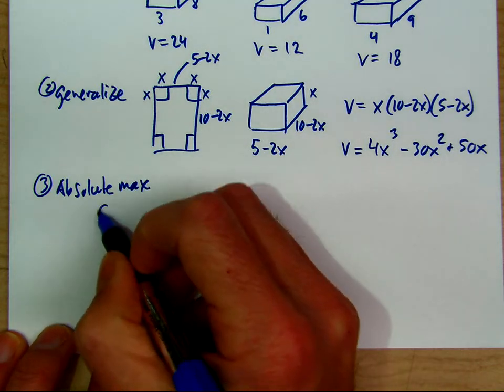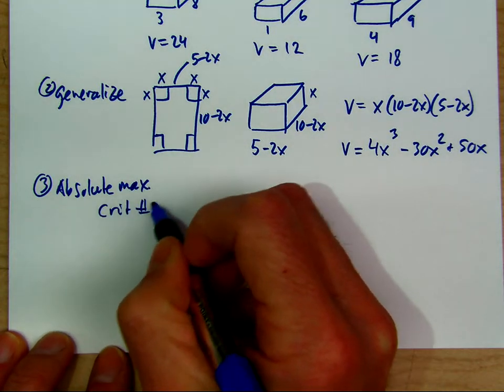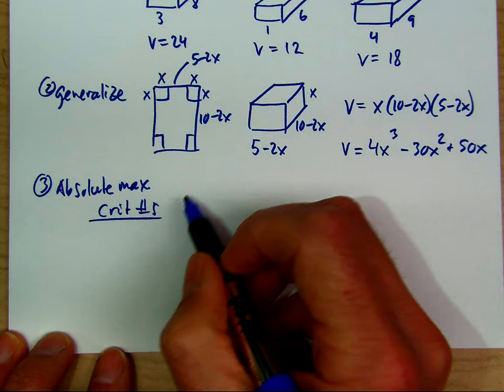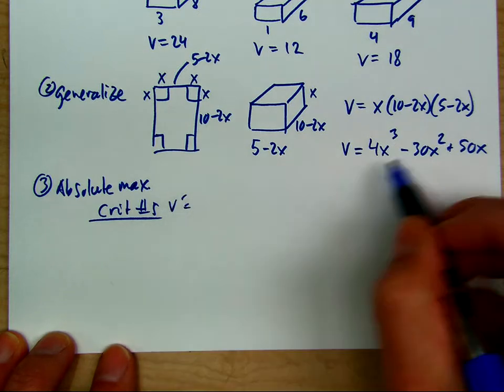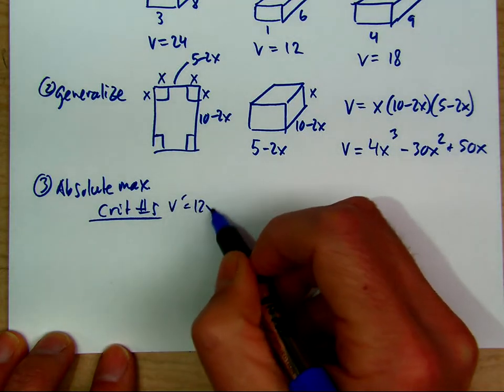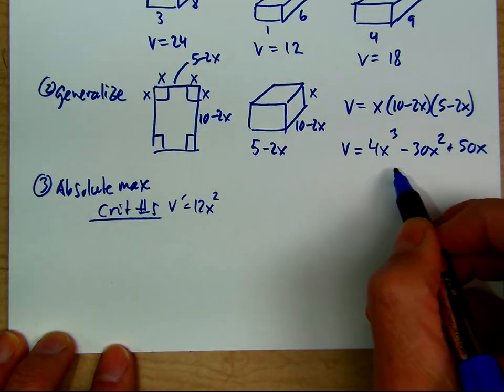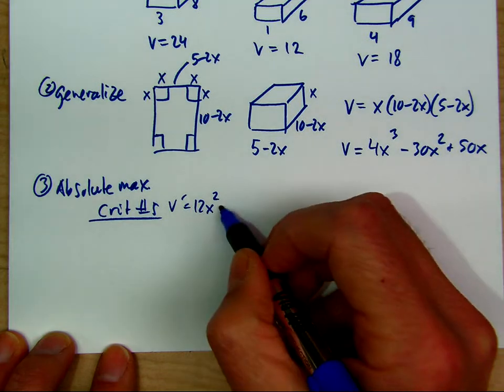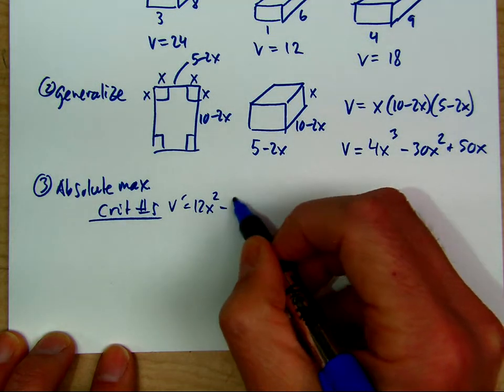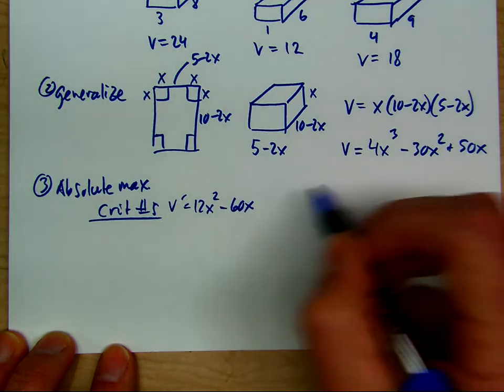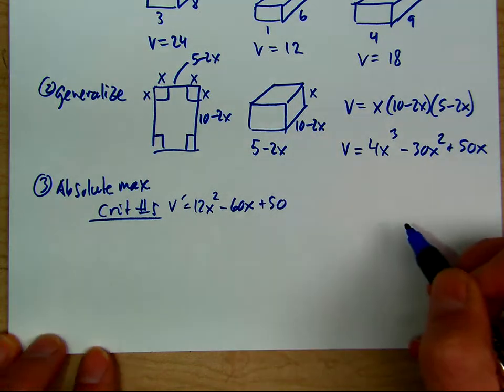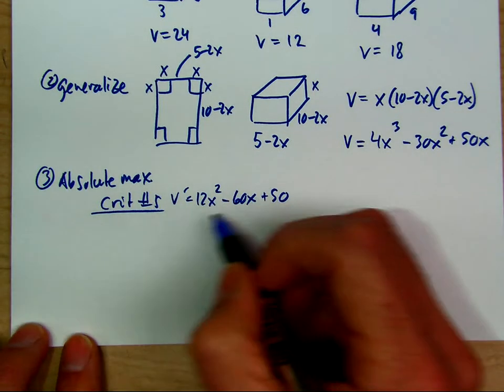We need critical numbers, and we need the derivative, and that's 12x squared minus 60x plus 50. So we want to know when that equals 0.